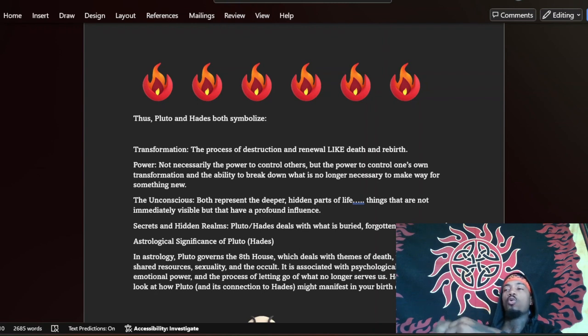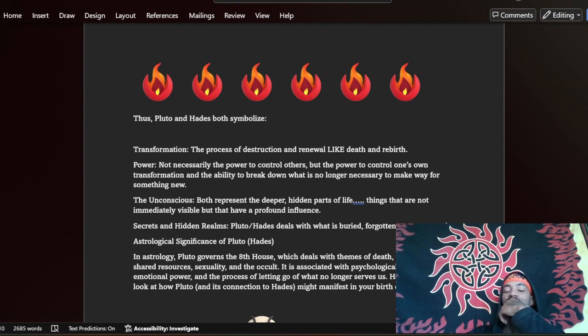Because if y'all don't know, Pluto in tropical astrology is the new ruler. In tropical, not Vedic, in tropical astrology, Pluto is the actual ruler of Scorpio, right? Along with Mars, right? But in Vedic, it's still traditionally Mars, right?